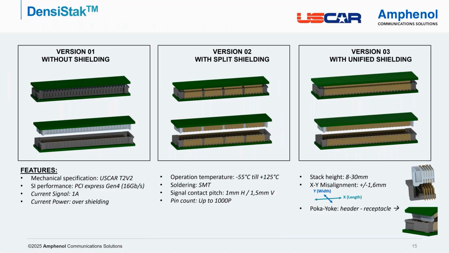The current on the signal contact is 1 amp, and the power we are actually running over the shielding. This connector can go up to 1000 positions and is SMT soldered to the PCB. It has a stacking height from 1 till 30 millimeters.